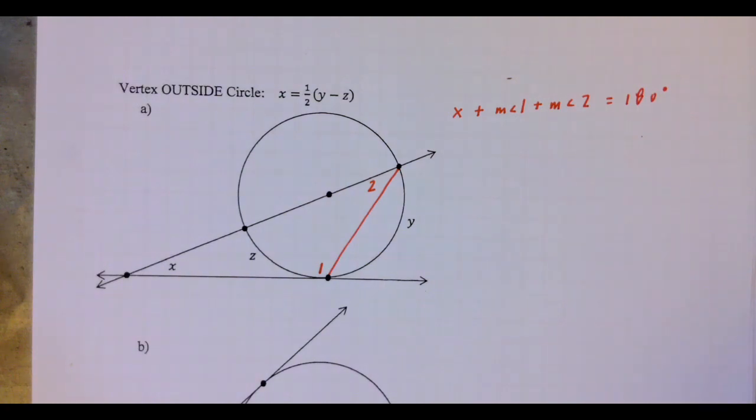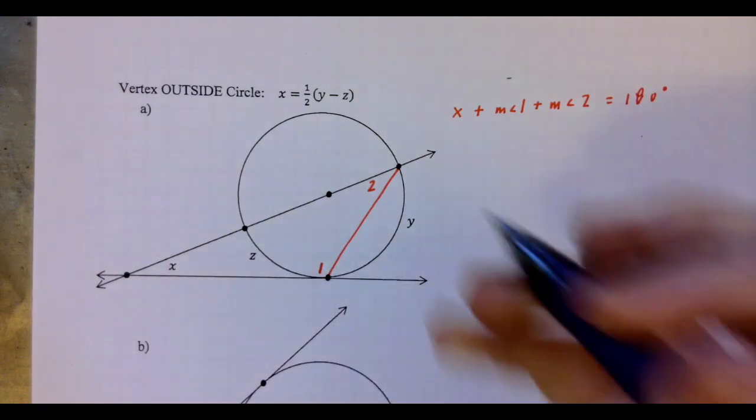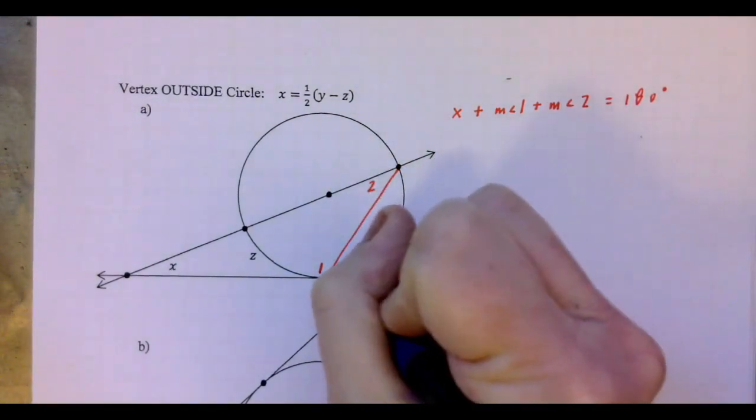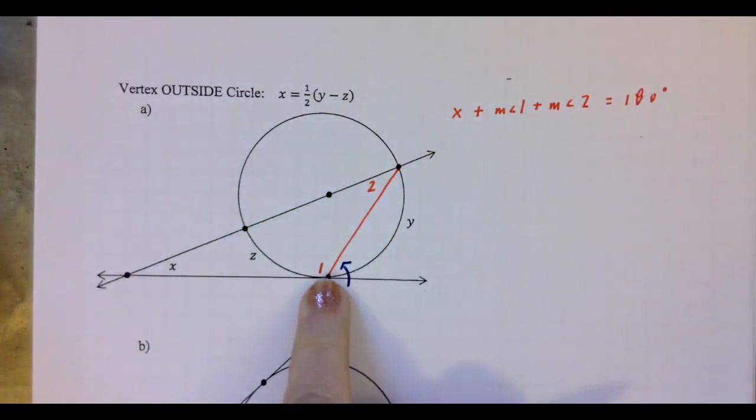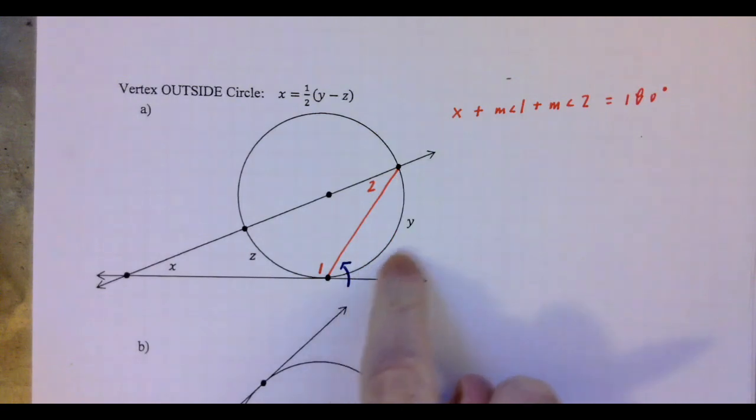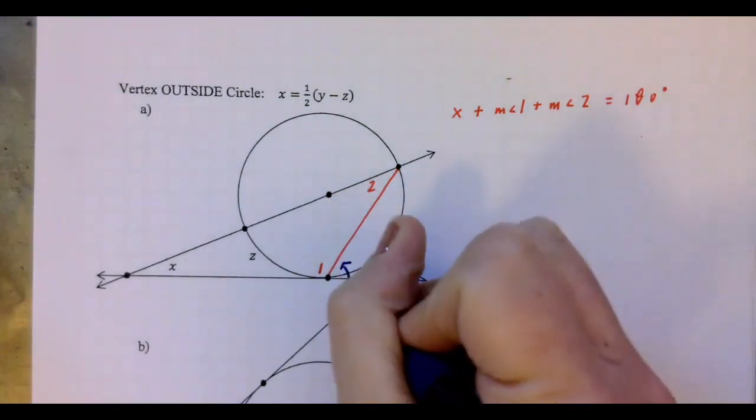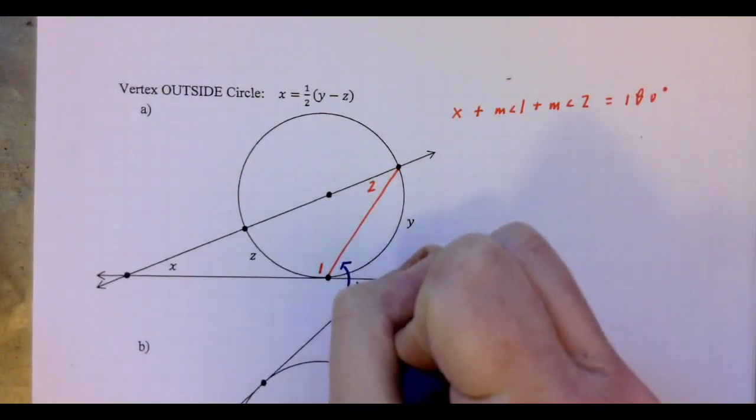All right, so now let's say that I start by looking at where angle 1 is. This angle right here that's right beside it, right, here's the vertex on the circle. It has to have a measure that's half of its arc. And this arc right here is y. So this would be half of y.